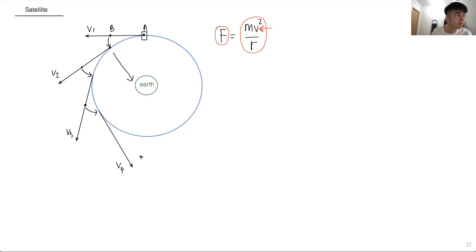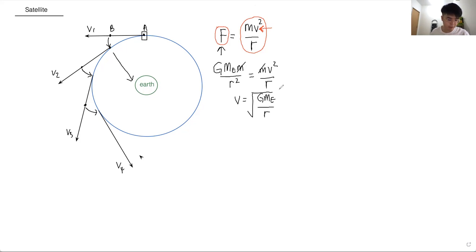If the velocity of the satellite is the same as this force here, then it will keep on moving in a perfect circle. Okay, now from here, we have already learned that gravitational force can be written as G M m, mass of Earth, over r square, equals to m v square over r. Cancel, cancel, and then we get v equals square root of GME over r.